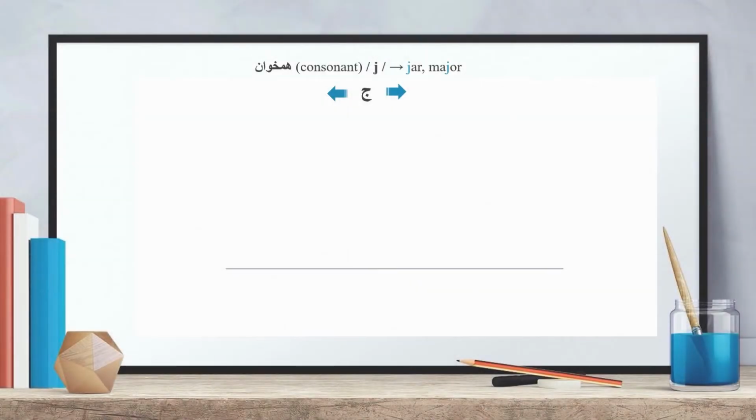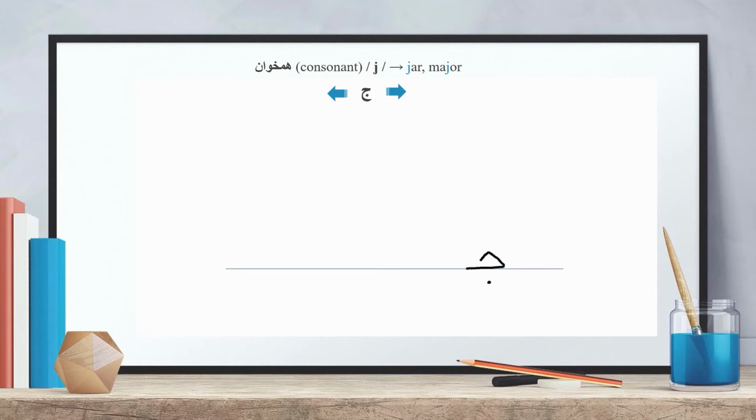Then we have here the j sound, like the English words major or jar. So look carefully at my writing for the initial j. We start from here, we go a little bit upward to the right, and then we come downward, and then here to the left. When it is in the beginning or in the middle of a word, it has a dot underneath.